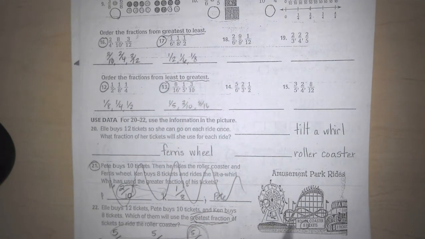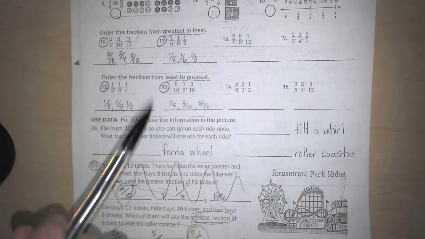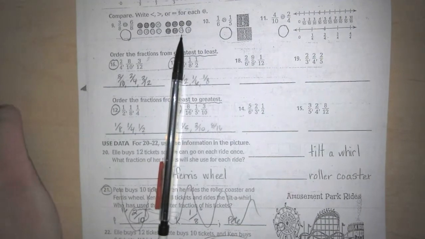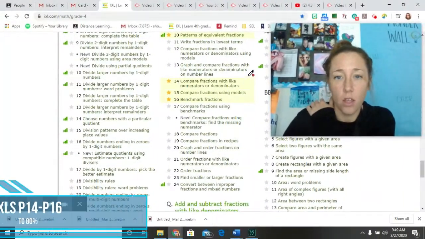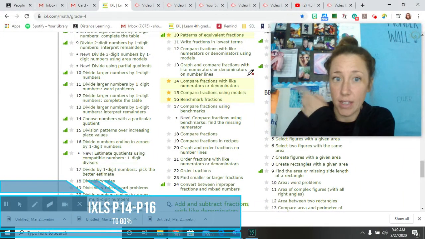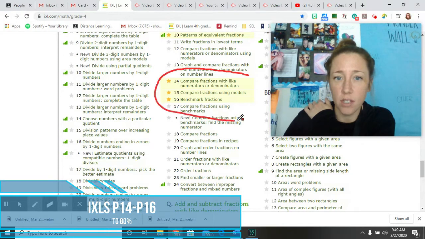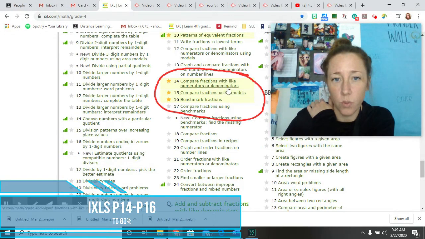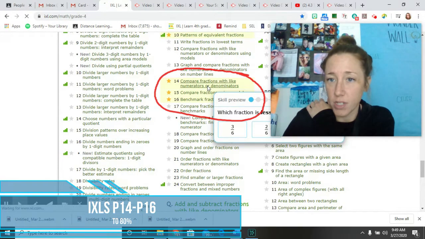Okay. If you want to work on those, great. If you don't, that's okay because we're going to IXL. Hey, back. So our IXLs today are in the P's again, and this time it's 14 through 16. So we will be comparing fractions with like numerators and denominators, comparing fractions using models, and benchmark fractions. Let's start with number 14.